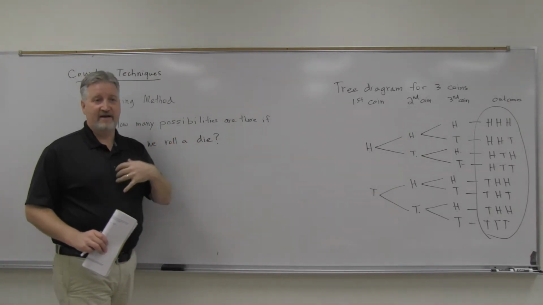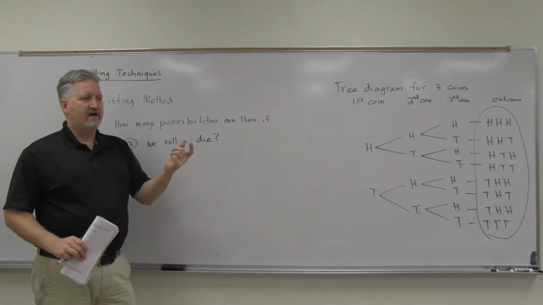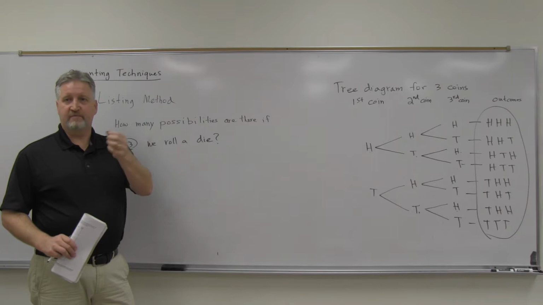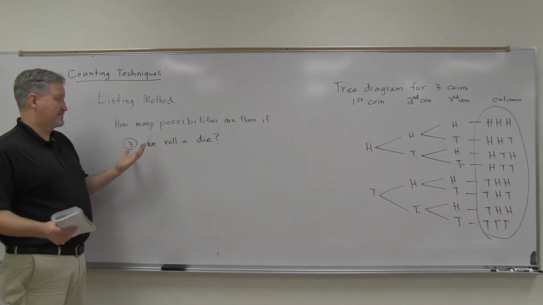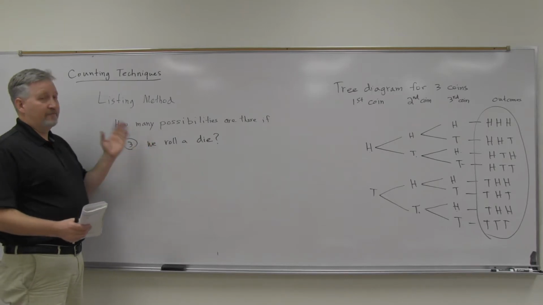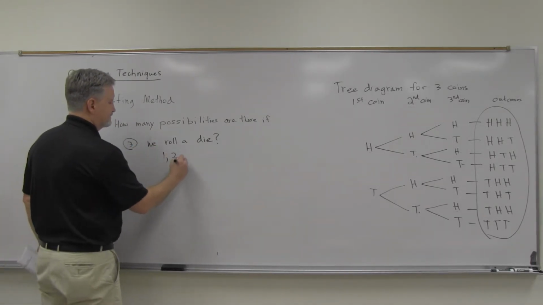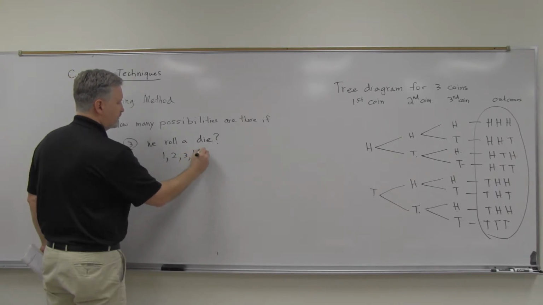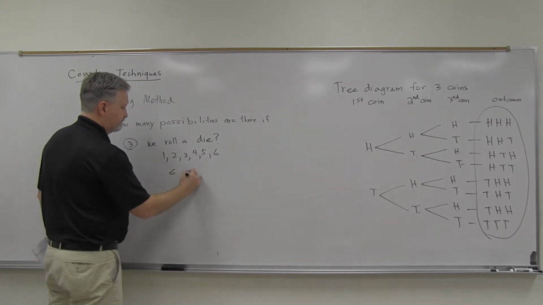And you know what I mean by dice, right? It's the number cube, 6 sides. Each side has a different number of dots, 1 through 6. So how many possibilities? This one's an easy one. Well, you've got 1 through 6, right? You could roll a 1, 2, 3, 4, 5, or 6. So there's 6 possibilities, obviously.